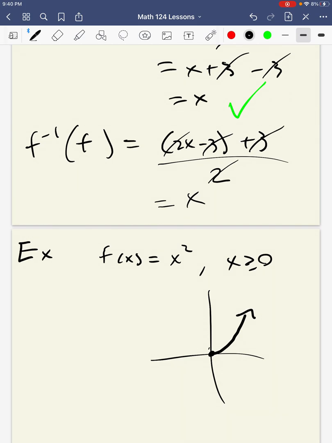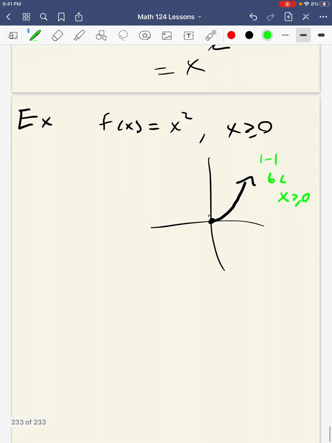It's like if we cut the domain here to be x greater than 0, which forced the function to be 1-to-1, because now any horizontal line drawn only touches the graph once. So this is 1-to-1, but you have to be careful. If we allowed for x to be negative, then the function would look like that, and it would not be 1-to-1 anymore. So the only reason this is 1-to-1 is because we're forcing the domain to be positive numbers here, right?